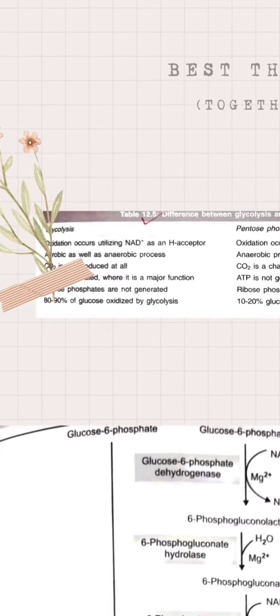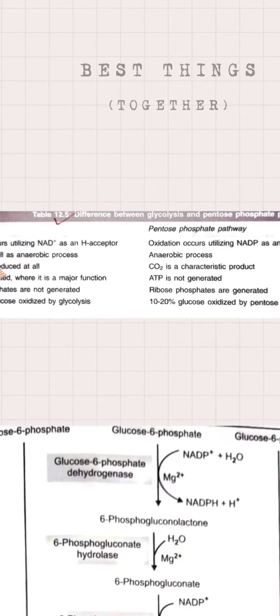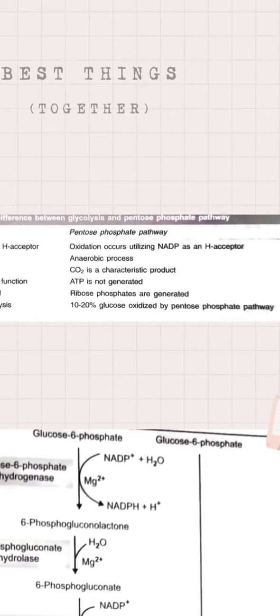80 to 90% is oxidized by glycolysis in our body, whereas 10 to 20% of glucose is oxidized by pentose phosphate pathway.